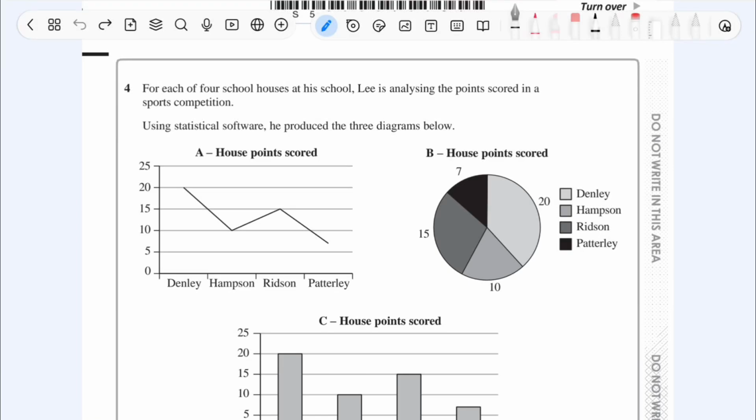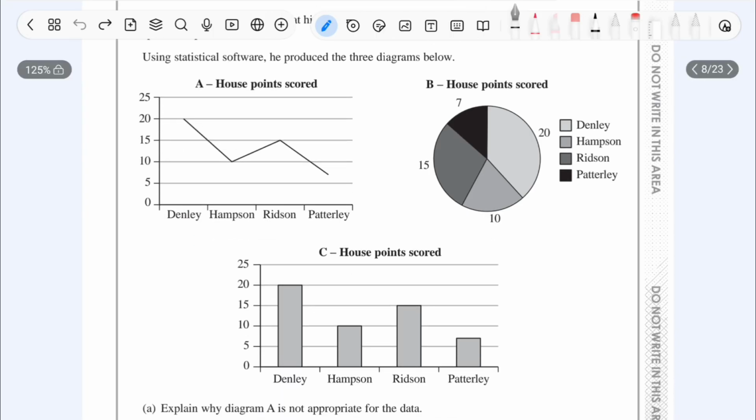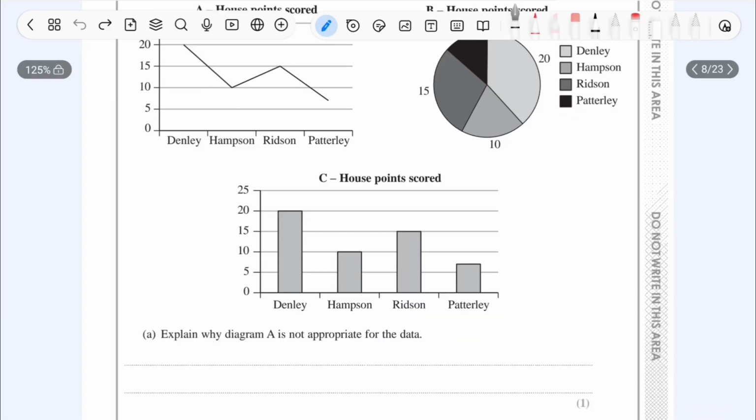Number 4. For each of the 4 schoolhouses at his school, Lee is analysing the points scored in the sports competition. Using statistical software, he produced the 3 diagrams below. What we see here is some sort of line graph, a bar chart at the bottom, and we have a pie chart on the right here.